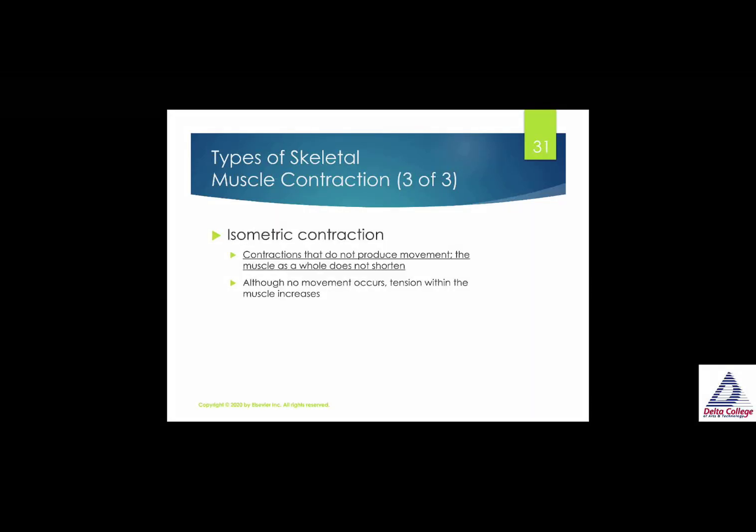Now, isometric contraction. These are contractions that do not produce movement. The muscle as a whole does not shorten. Although no movement occurs, tension within the muscle increases. So for this, I want you to sit up straight and not move, but pull your abdominal muscles in and then relax them. You're not actually moving, but you are contracting the muscles without moving them. This is called isometric contraction, and you can do these with the majority of muscle groups within your body.